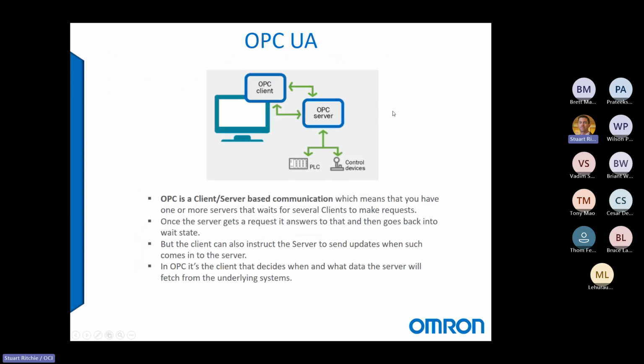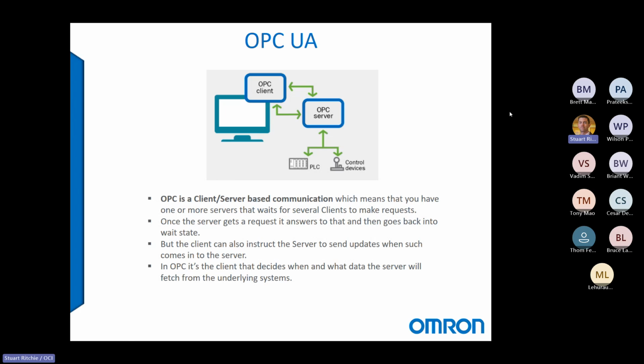So OPC UA is a protocol that most of the NJ and NX PLCs support. Some models don't, most of them do. If it's something you need, a lot of them have it out of the box. Some of them you have to pick a specific model, but the NX102 and the NX5 all have it out of the box. But it's essentially a client-server based communication protocol.